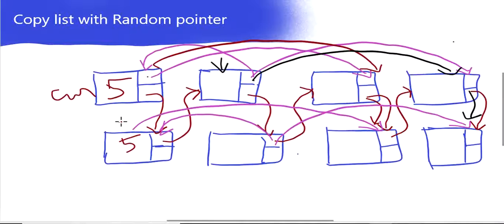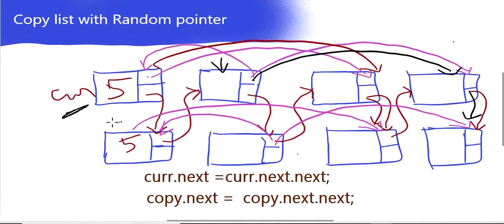So now we have cloned our nodes and connected our random pointers, but we have missed connecting our next pointers. We just want to have our original list and clone list intact in order to return our result. So how do we connect the next pointers the right way? Simple. To connect the next, I'm going to point current.next equal to current.next.next.